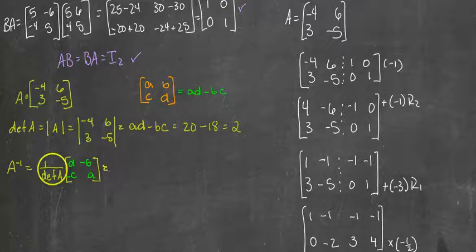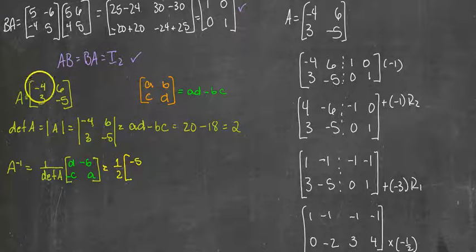So that means the determinant then is 1 over 2, so 1/2 times the new matrix, where the original D was -5, the original A, -4, the original C stays in the same place but changes signs, and the original B stays in the same place but changes signs.